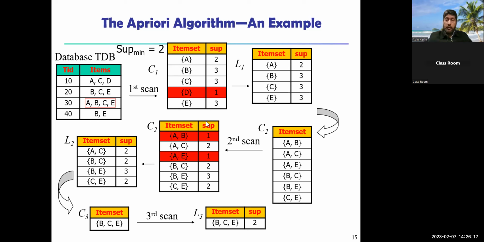So the algorithm works in this way. You have the original transactional database. You scan the database once and count the number of one item sets, meaning the single items. You scan the database from top to down and count the number of times that you have seen each item.